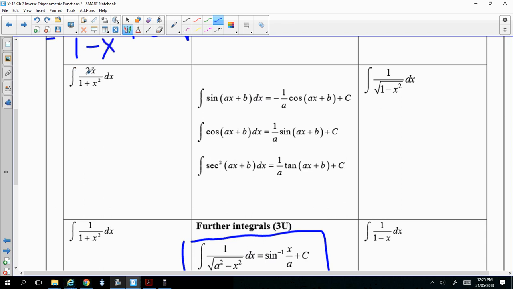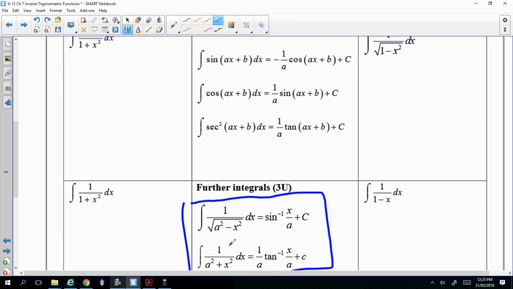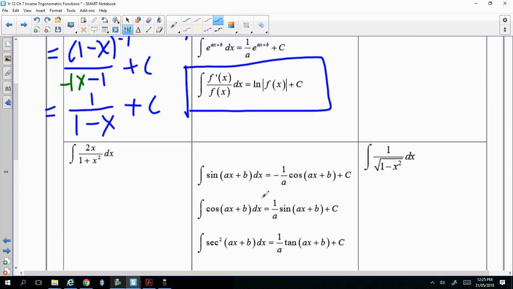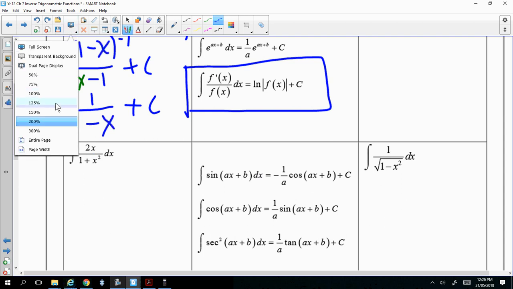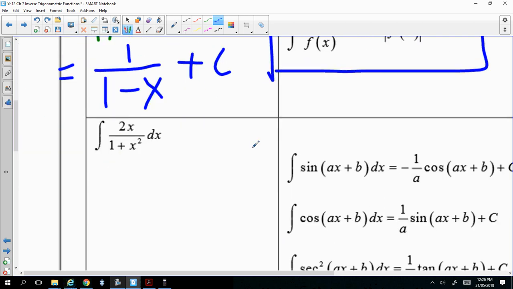ln. Yeah. So you see the numerator is the derivative of the denominator. So you can see that this is f dash over fx, which is equal to ln 1 plus x squared plus c. So you need to know the differences and similarity between them. Be careful. All right, let's continue.